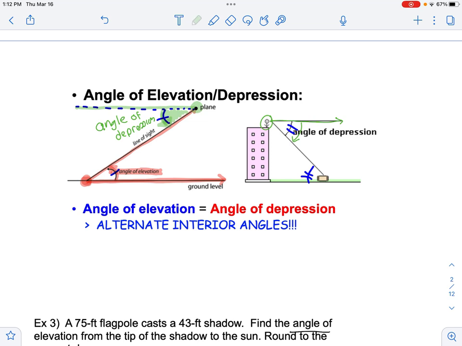Or if you're the person that's standing on the ground, there's your horizontal. You look up. That's your angle of elevation.